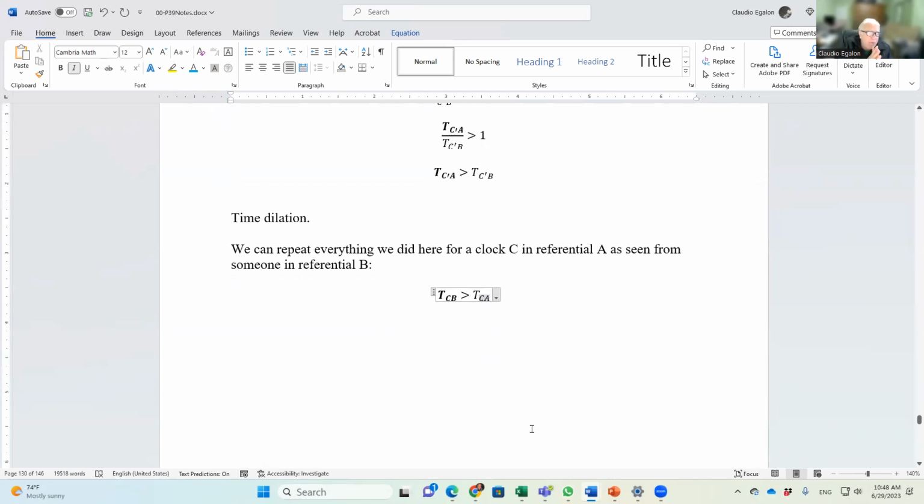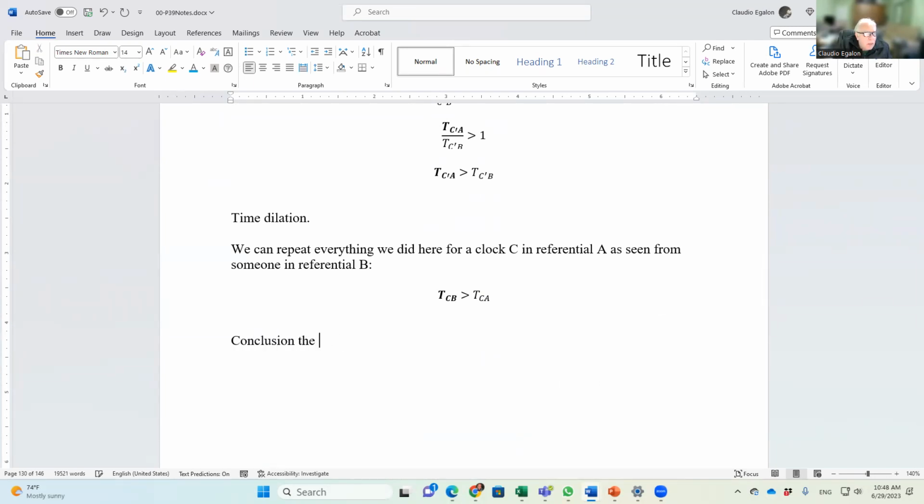So it doesn't matter if you're referential A or B. The only thing that matters is that a clock that is moving with respect to you is going to have a longer period than a clock that is at rest with respect to you. Okay, so conclusion.